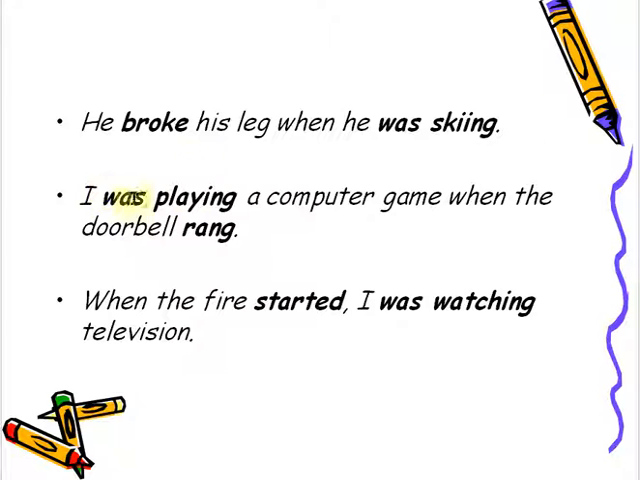Another example. I was playing a computer game when the doorbell rang. Here playing a computer game is a background action which was in progress when something else happened. Another short action, the ringing of the doorbell. So you get the sentence, I was playing a computer game when the doorbell rang. Rang, past simple, was playing, past continuous.